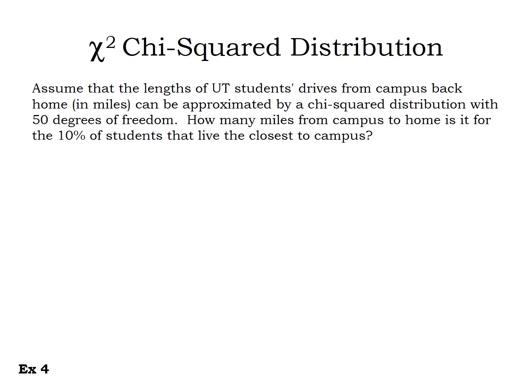So let's look at a chi-square percentile example. Again, we're talking about the length of drives from campus back home for UT students. We're going to assume that they have a chi-square distribution with 50 degrees of freedom. And we want to know how many miles from campus it is for the 10% of students who live the closest to campus. Closest to campus means short drives, not long drives. So we're looking for the 10th percentile.